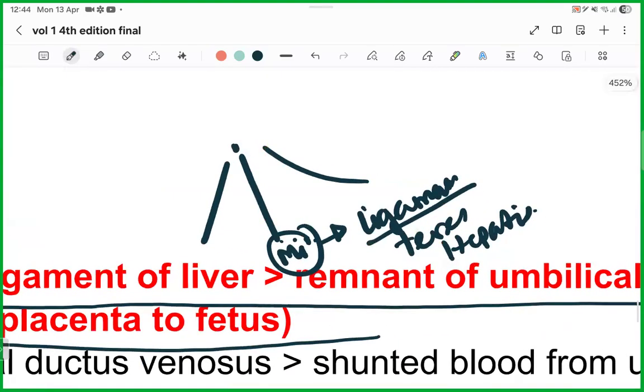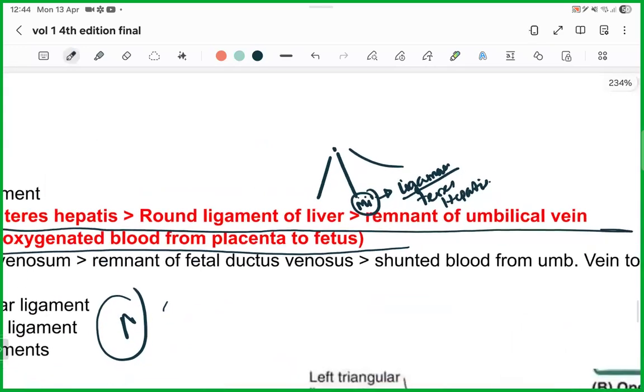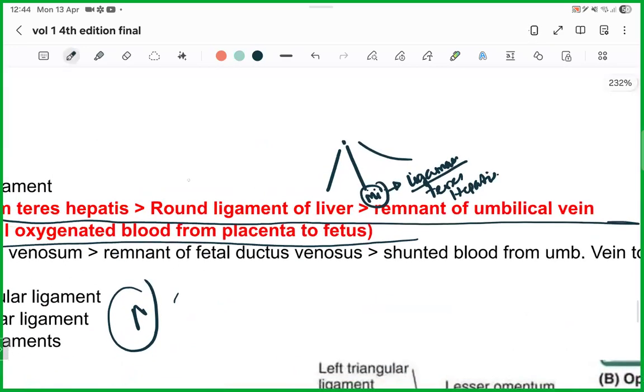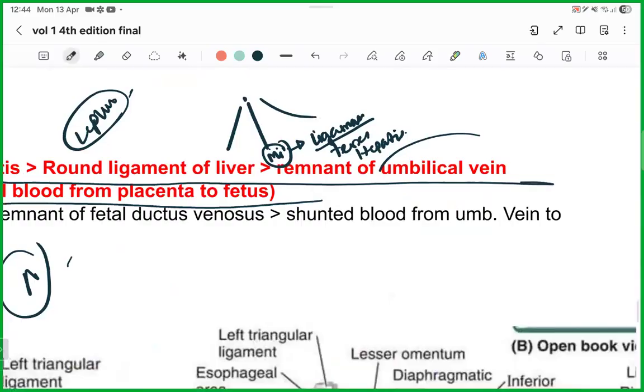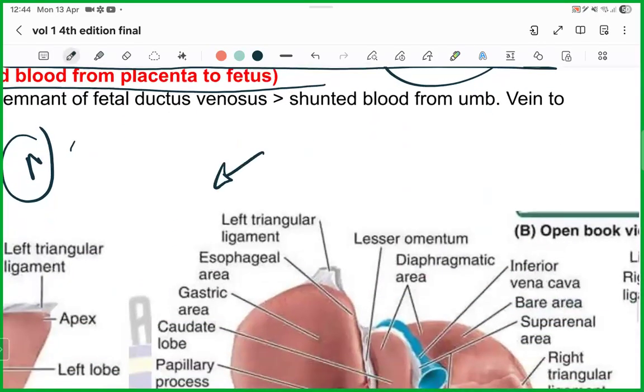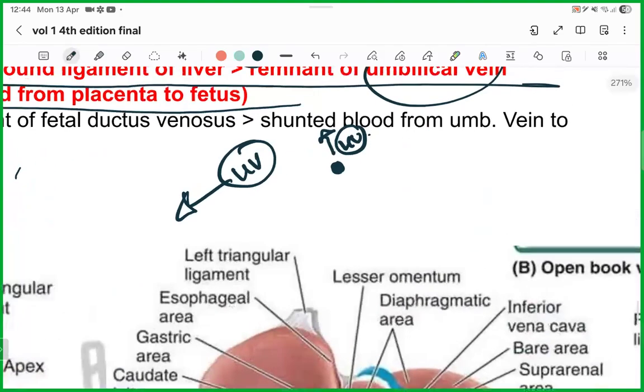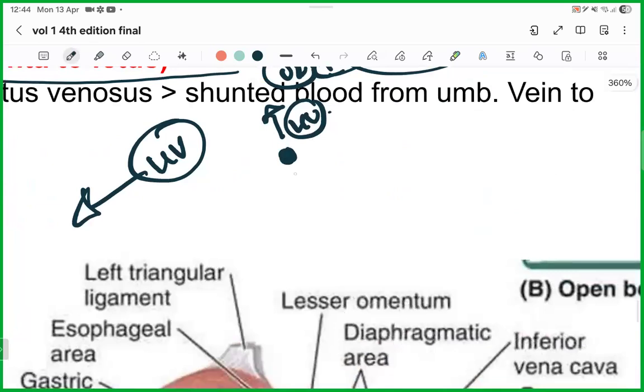Okay, ligamentum teres hepatis. So this will go upwards, and this was the umbilical vein in the fetal circulation. So from this one, this was the umbilical vein. It used to carry oxygenated, O2 rich blood to the fetus. Now, going down from the umbilicus, you will get three ligaments.